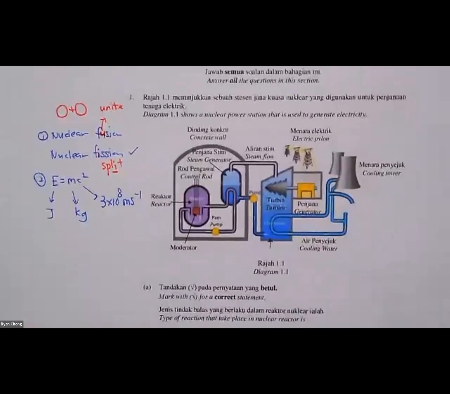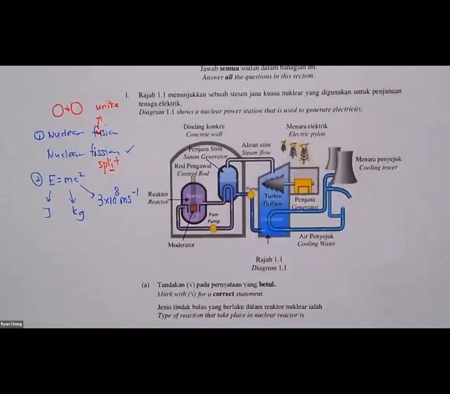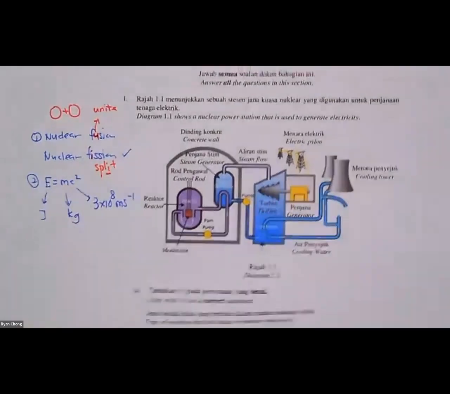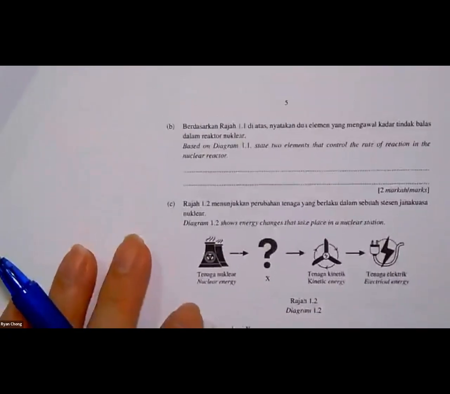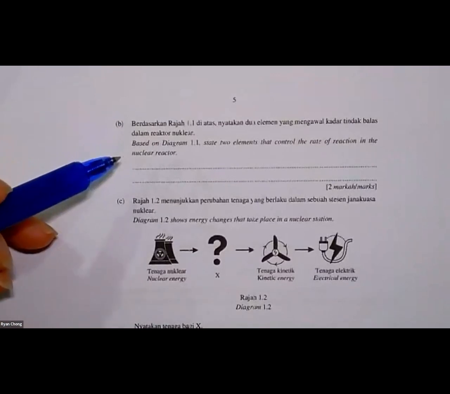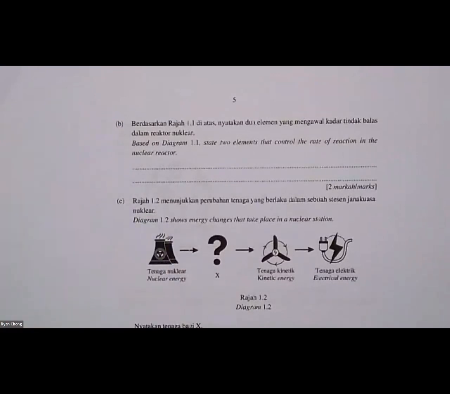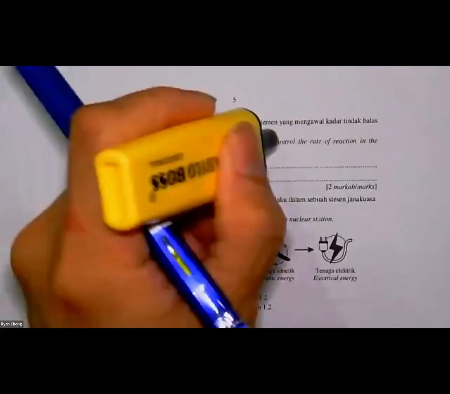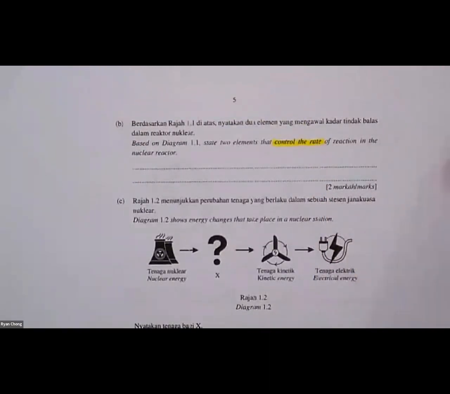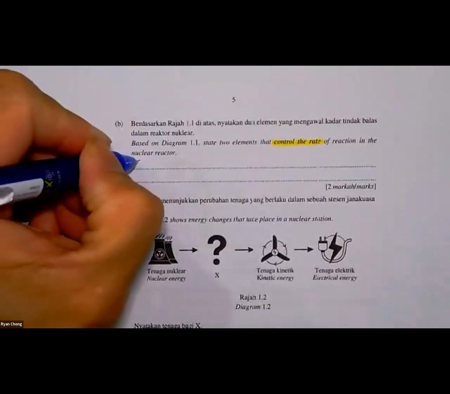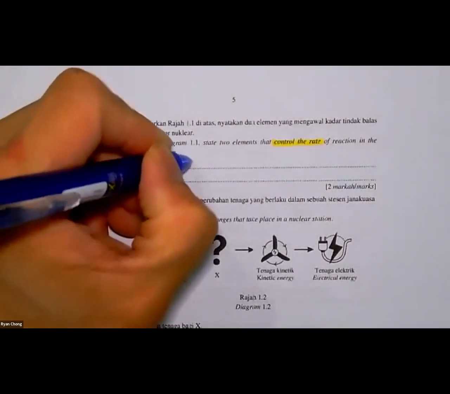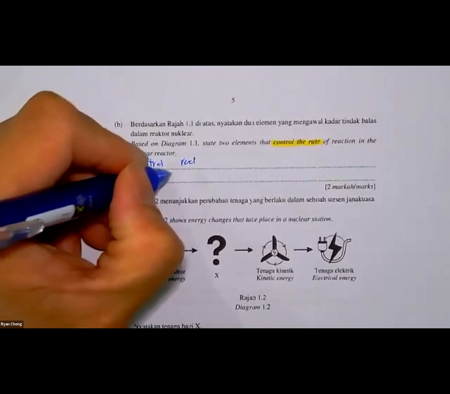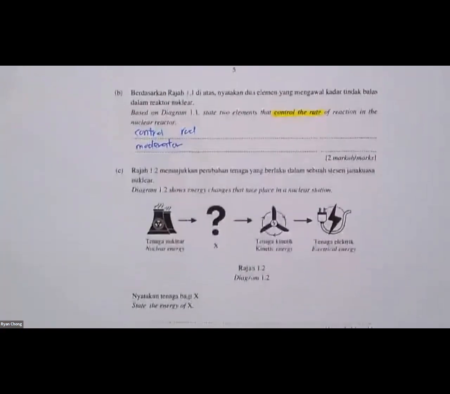We also have to prepare nuclear physics. This chapter is always very common in your exam, so you have to get ready for this chapter. Let's go to number 2. Based on diagram 1.1, state the two elements that will be used to control the rate of reactions. When they say control the rate of the nuclear reactions, we will have two: first one, control rod, and also moderator. Very simple one.